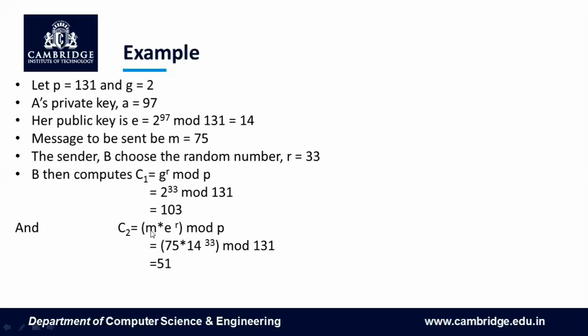C2 is the message, which I have chosen as 75, multiplied by Alice's public key, which is 14, to the power of R, which we have chosen as 33, and once we perform mod 131, we get the ciphertext as 51. Bob will send 103 and 51 to Alice.